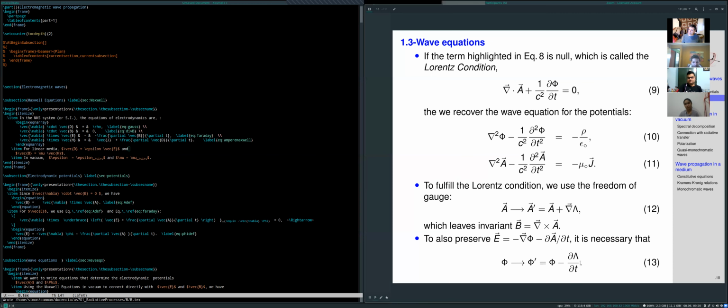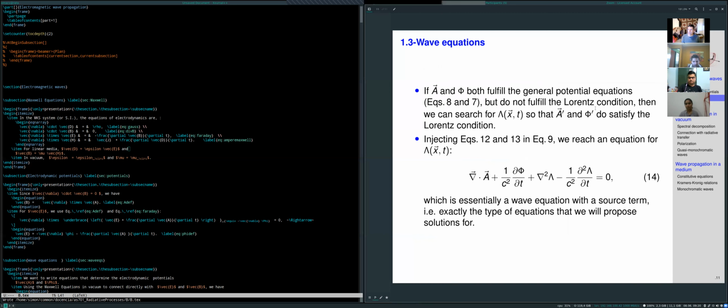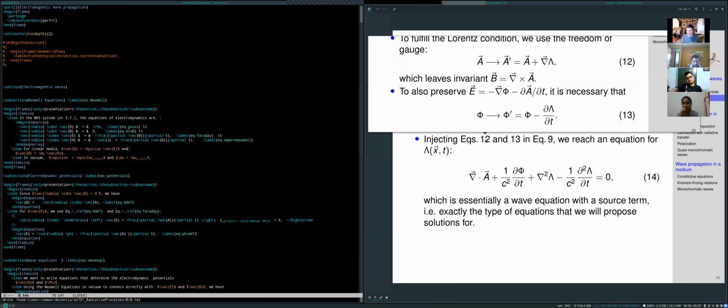So this allows us to modify A and phi and search for lambda, so that A and phi fulfill equation 9. Okay, so that's the idea. In order to find this lambda, we inject then the equations we've just seen.